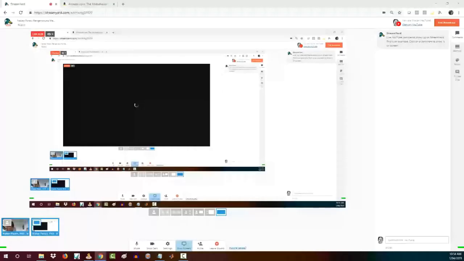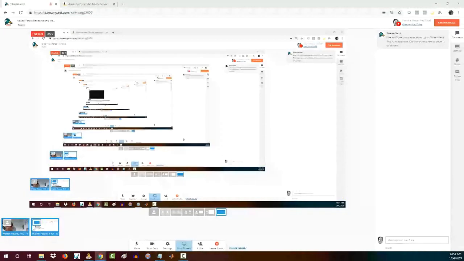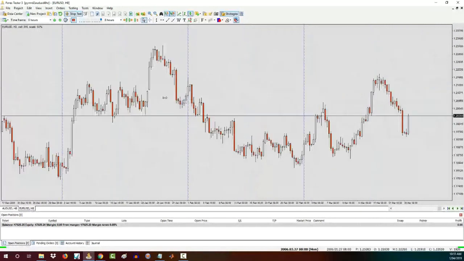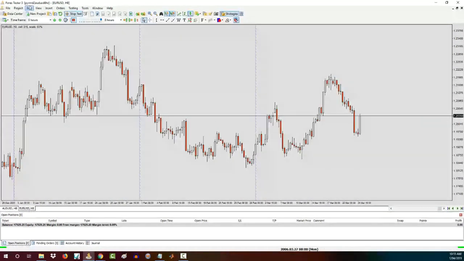All right. So you shall see here something that looks like the euro. Yes, indeed. That's the euro, if I've ever seen one before. And we are trading Forex Tester, of course. So this is like a simulator if you've never seen it before.